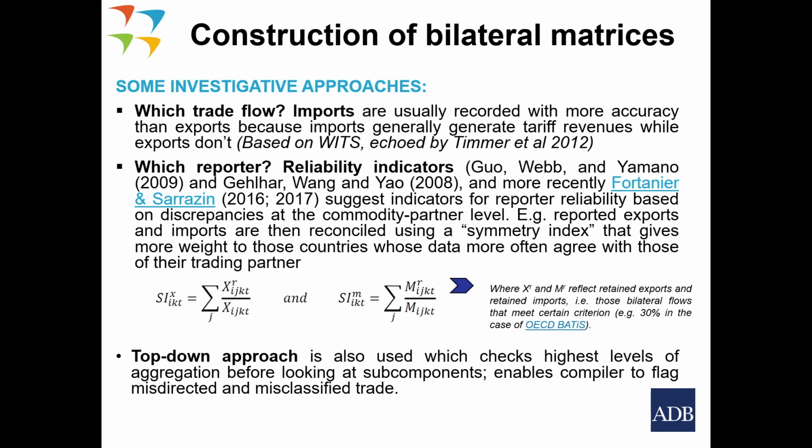Due to varying sources, exports of, say, country A to country B may not be equivalent to imports of country B from country A. Some investigative approaches may be employed whenever trade asymmetries arise. First, we can ask which trade flow to prioritize in case of asymmetry. According to the World Integrated Trade Solution, and as echoed by Timmer in 2012, imports are usually recorded with more accuracy because of tariffs and duties.